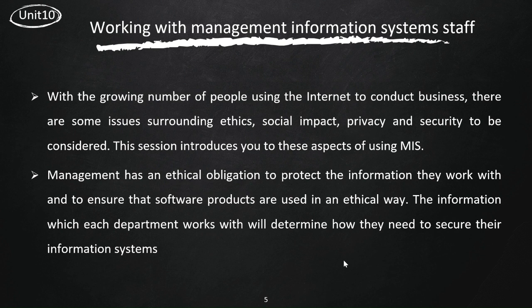people's information. Data is people's information. It can be used to harm people, can be used to improve their lives. So the people that manage it is very important. So this relates to moral principles, talking of ethical values. Different management departments are responsible for different management functions within an organization. But management has an ethical obligation to protect the information with which they work and ensure that the software products are used in an ethical way.